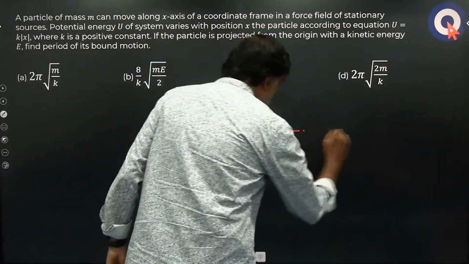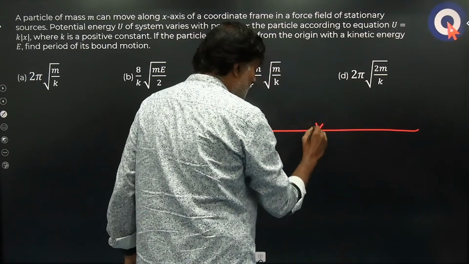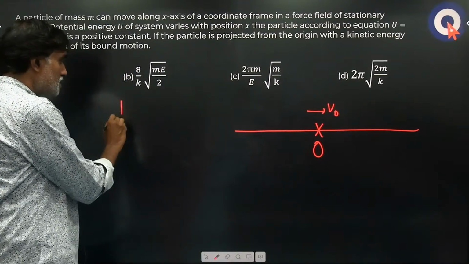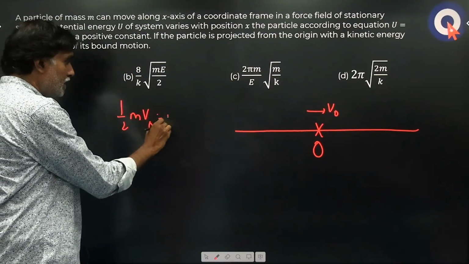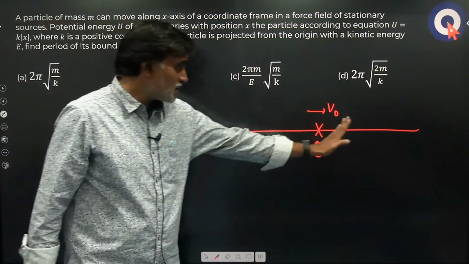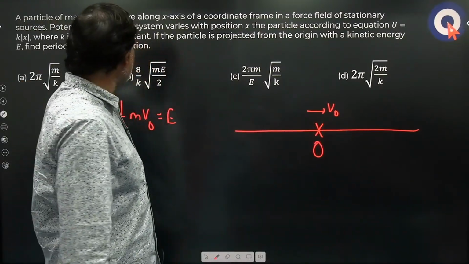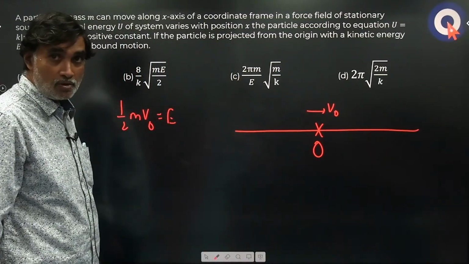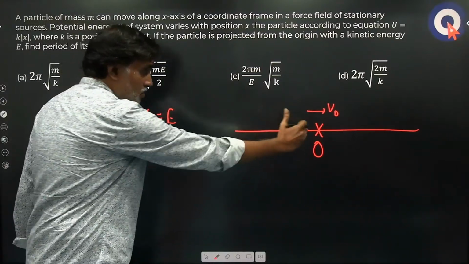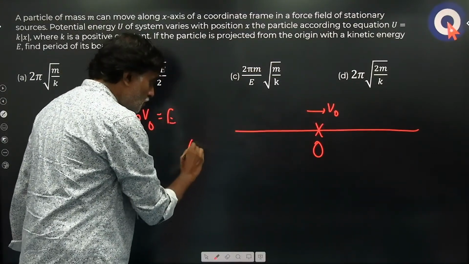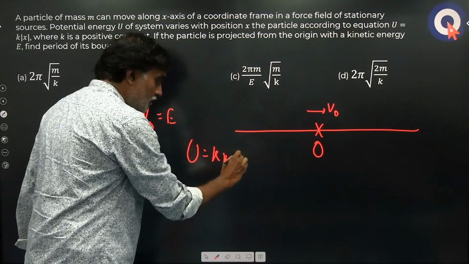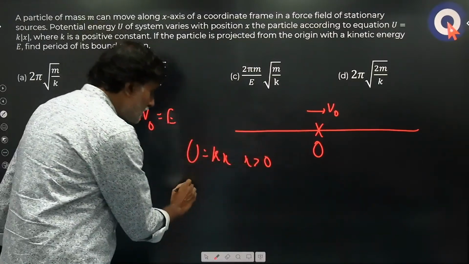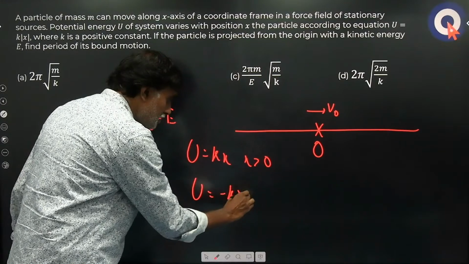Now this particle is initially at the origin and projected with some velocity v naught, where half m v naught square is its kinetic energy. Now, potential energy as a function of x they have given. What is the potential energy? K into mod x. Towards the right of the origin x is positive, so potential energy is kx when x is greater than 0. And towards the left of the origin, where x is negative, potential energy is given by minus kx.